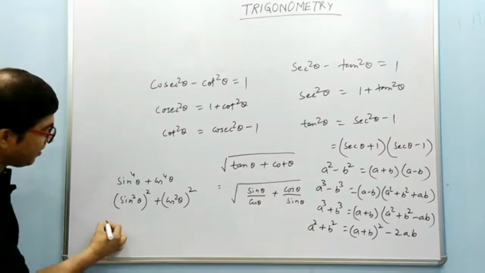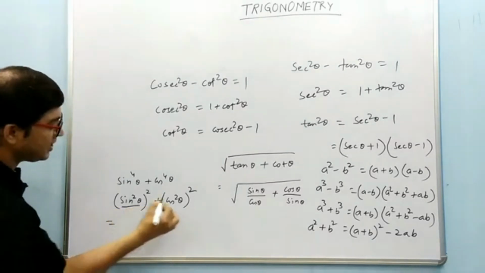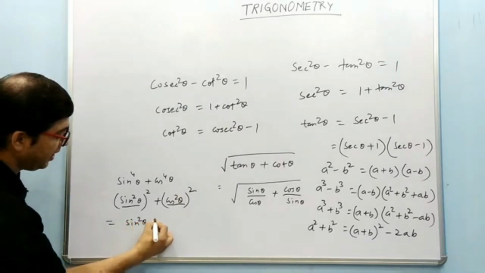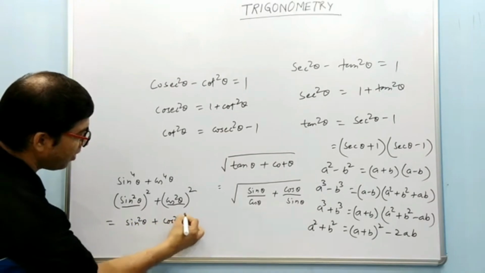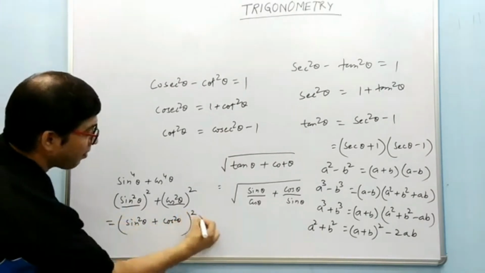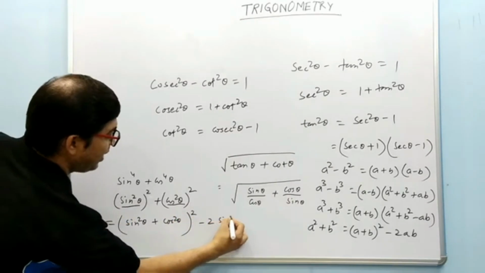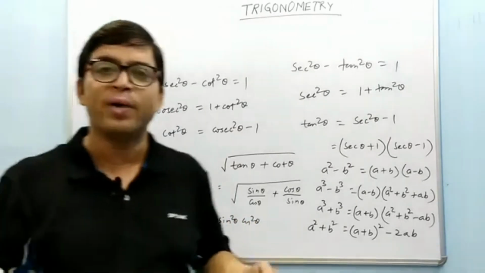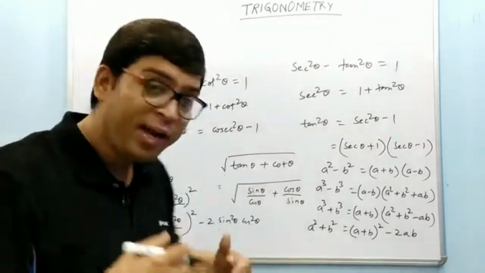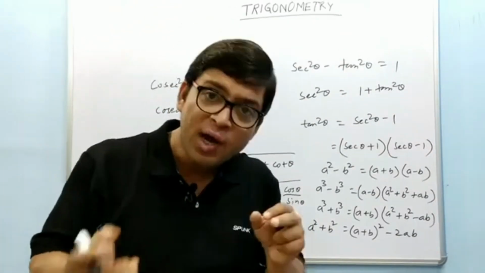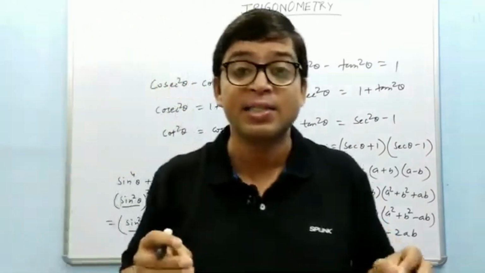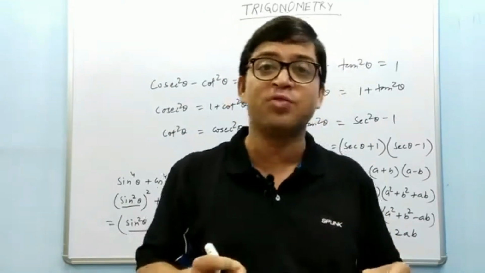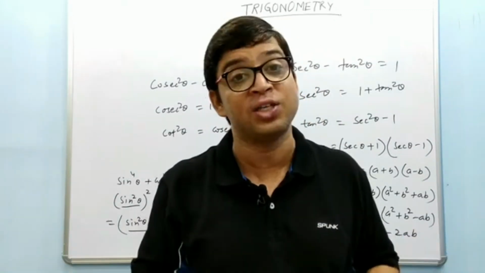This can be written as a plus b. What is a? This is a. What is b? This is b. A plus b means sine square theta plus cos square theta, and complete whole square minus 2ab, sine square theta into cos square theta. You can use the identity here. Sine square plus cos square theta can be written as 1, and you have to see what you have to get in the RHS. So make your movement, make a plan in accordance with what you have to get in the RHS.